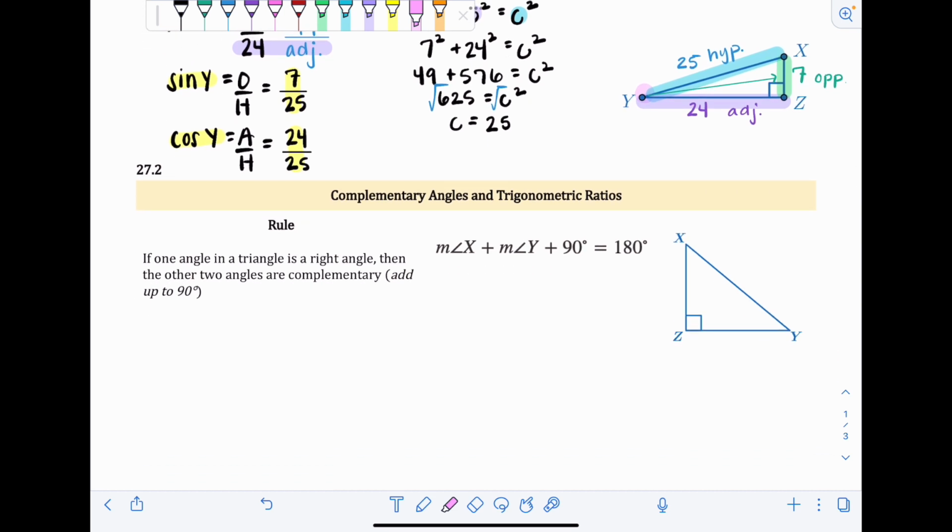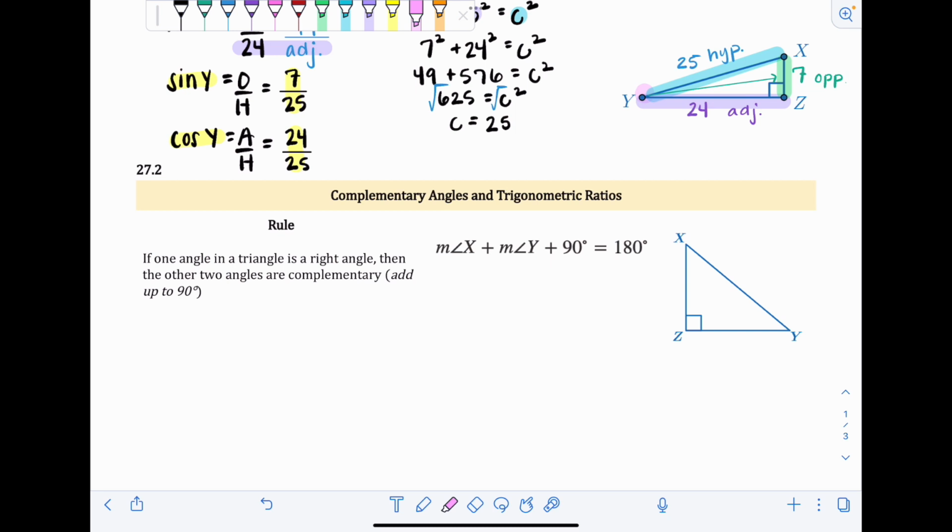So 27.2, which is complementary angles and trig ratios. So the rule up at the top: if one angle in a triangle is a right angle, then the other two angles are complementary. And complementary means that they add up to 90 degrees. So if we use this little graphic here on the right, it says the measure of angle x plus the measure of angle y plus 90 degrees is equal to 180.